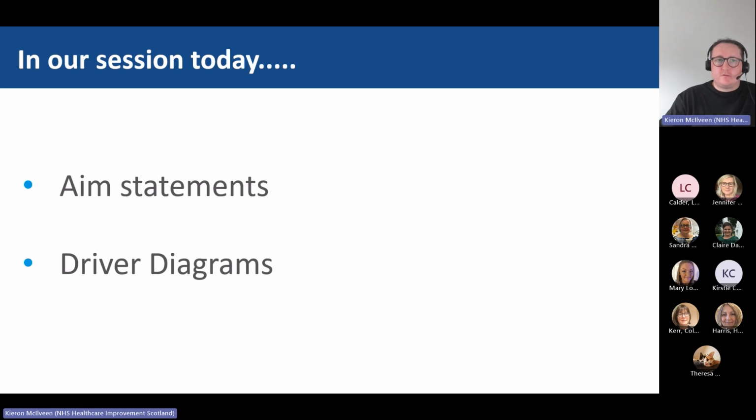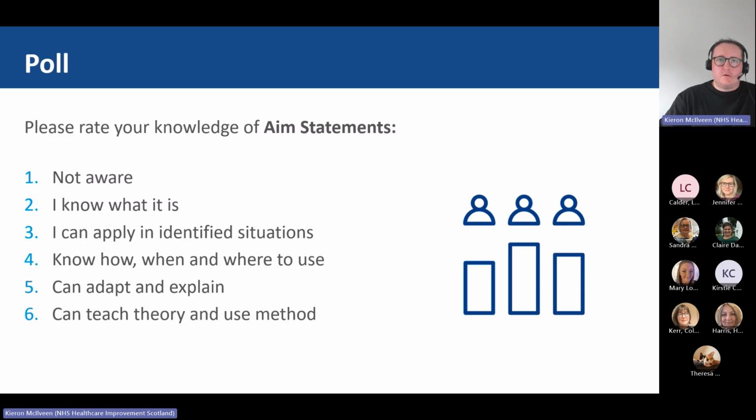We will share practical applications of QI tool examples, drawing on our learning from our previous programmes. So in our session today, we're going to cover aim statements and driver diagrams. Claire will now launch a poll, which we want to capture your knowledge on aim statements at the moment and see how confident you feel about using them and any other information you know about them. Just give a couple of minutes for those answers to come in.